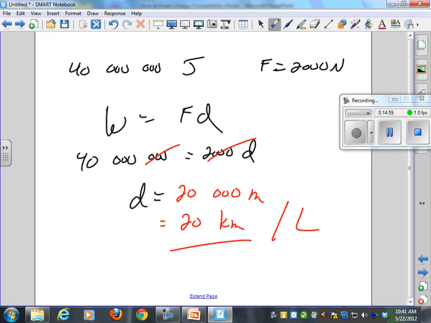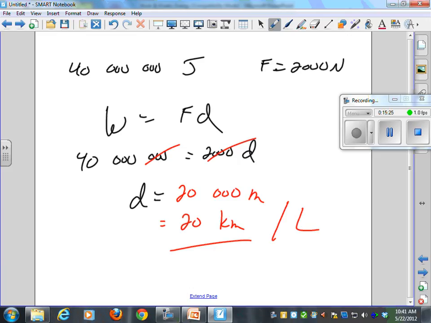That is the absolute maximum distance that you can go on a liter of gas. Because all of the force goes into overcoming, once you're up to speed, all that force goes into overcoming air resistance, right? That's assuming that 2,000 newtons is sort of an accurate figure, and I believe that it is.